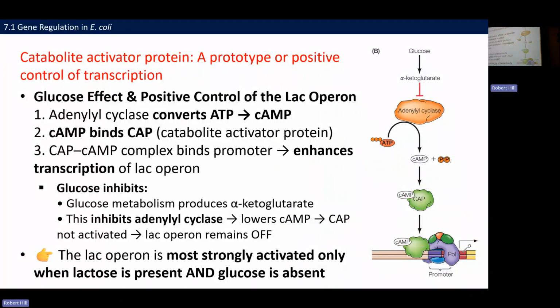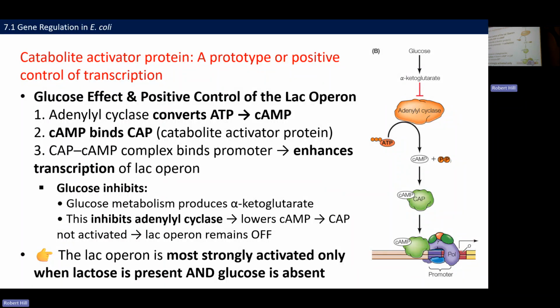Cyclic AMP activates this protein called catabolite activator protein, or CAP. So when cAMP is bound to CAP, it's in its active form, and when it's in its active form, it recruits RNA polymerase to the promoter. Okay, so think about this. This is an inhibitory pathway, right?